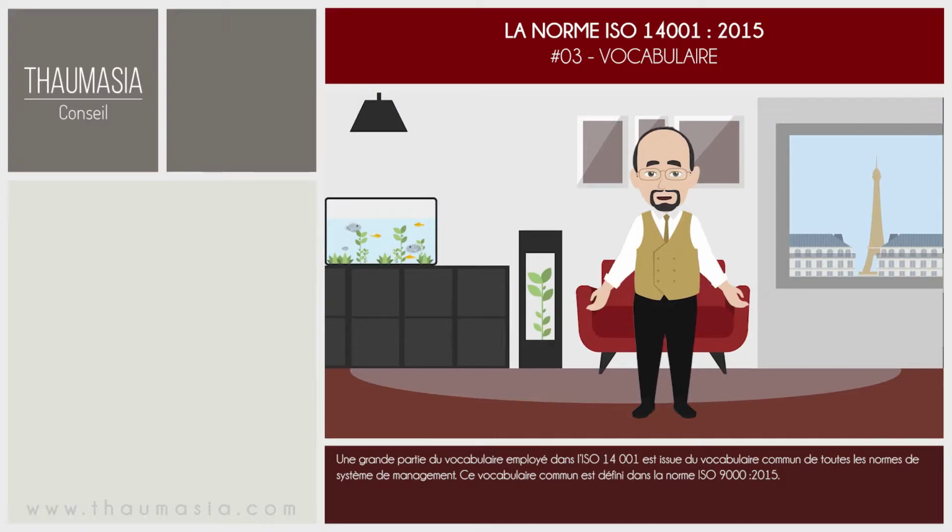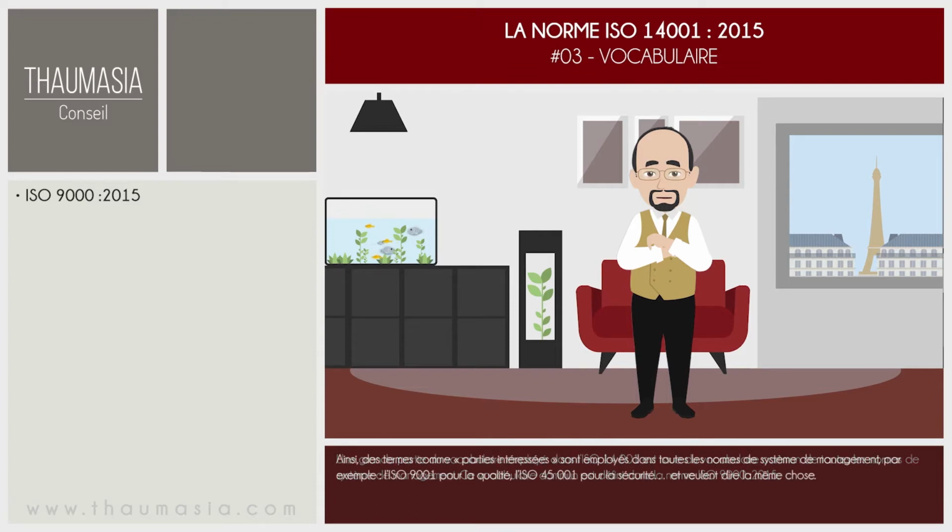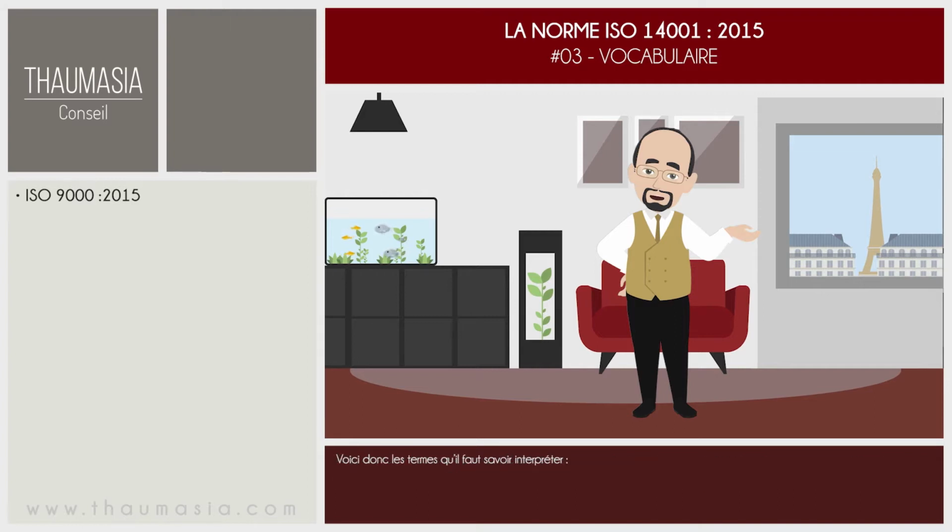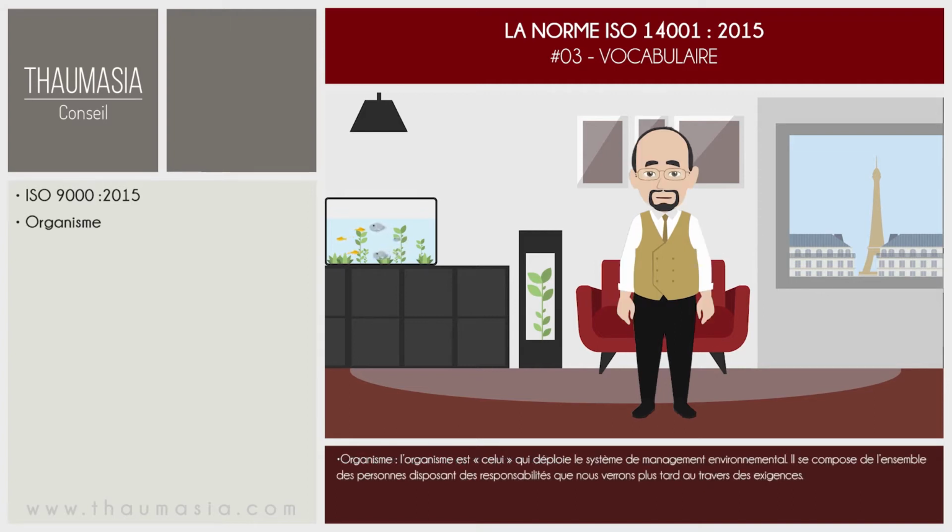Much of the vocabulary used in ISO 14001 is derived from the common vocabulary of all management system standards. This common vocabulary is defined in ISO 9000:2015. Thus, terms such as interested parties are used in all management system standards. For example, ISO 9001 for quality and ISO 14001 for the environment mean the same thing. Here are the terms that need to be interpreted.